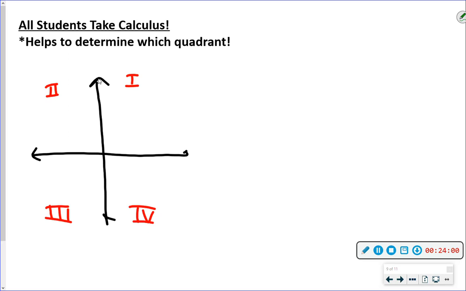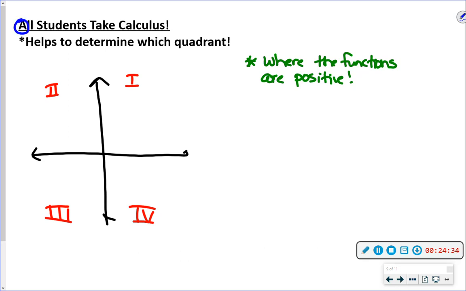Now, here's the deal too. You're like, what is this really telling us? This is telling you which quadrants your functions are positive in. So I'm going to put where the functions are positive. The 4 words in the saying match up to the 4 quadrants on the graph. So the A, of course, for all goes to quadrant 1.